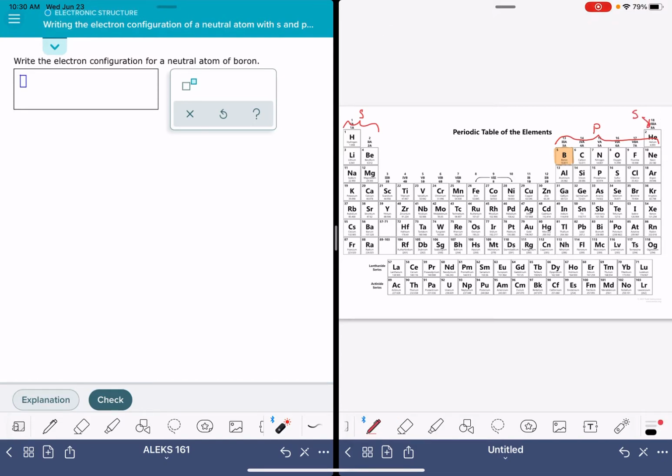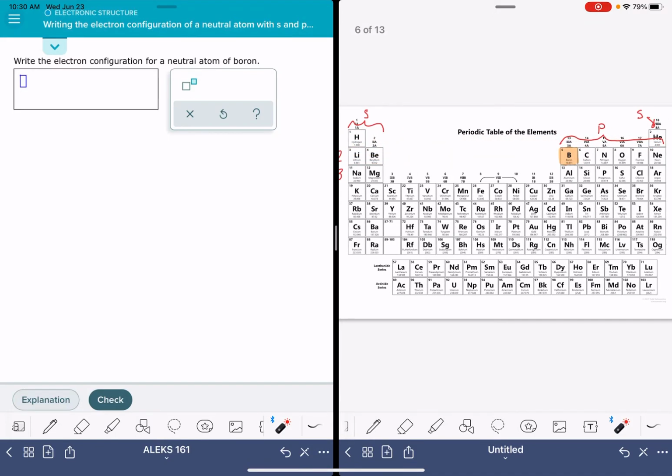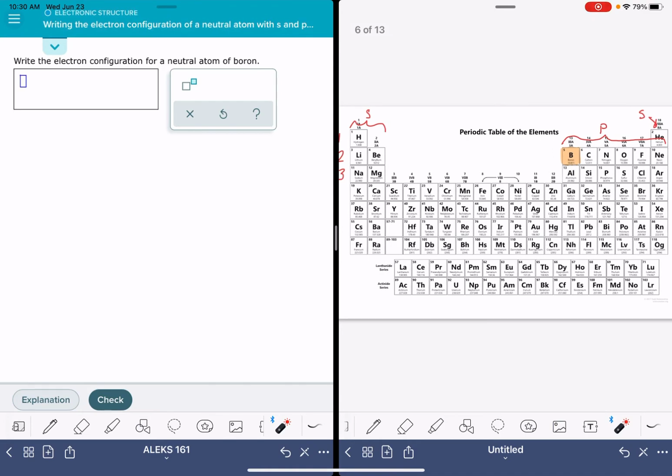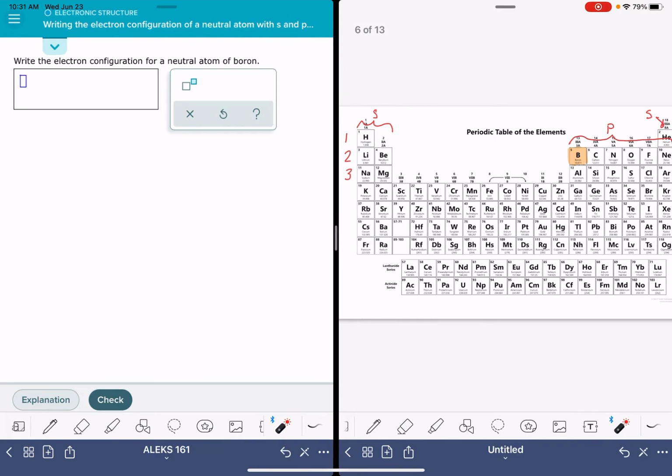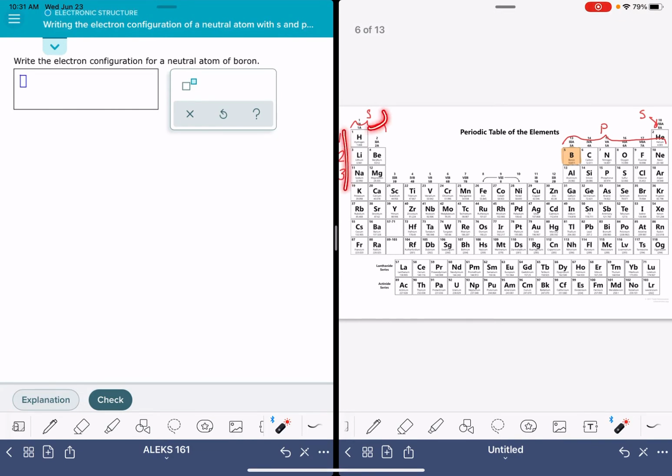What we need to do is, no matter what element we're working with, we want to start with hydrogen, and then we just want to work our way across the periodic table until we get to our desired element. And we're going to count electrons as we go from hydrogen to our desired element, using these sort of guides that I've written here for you.